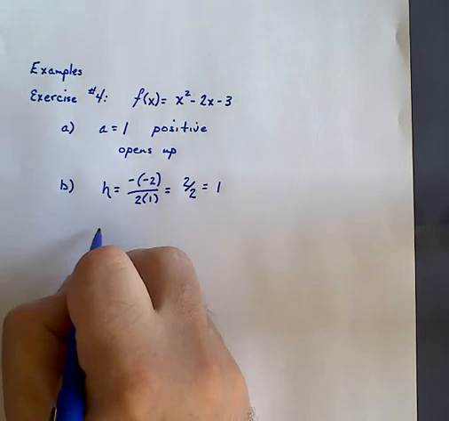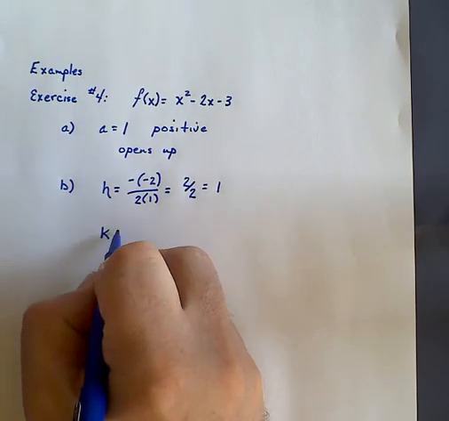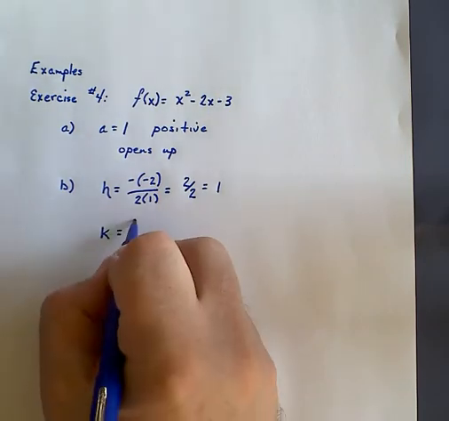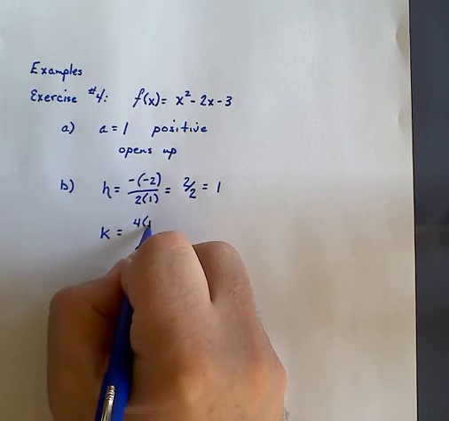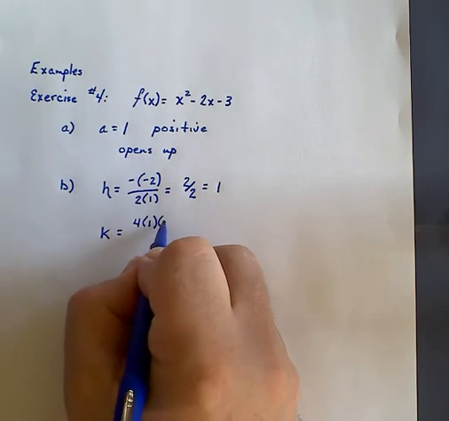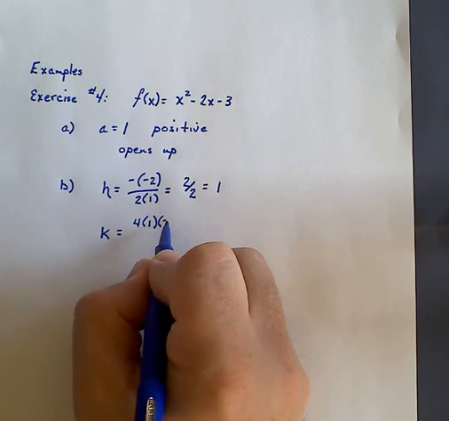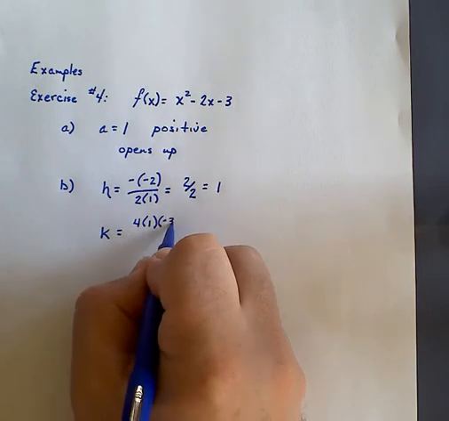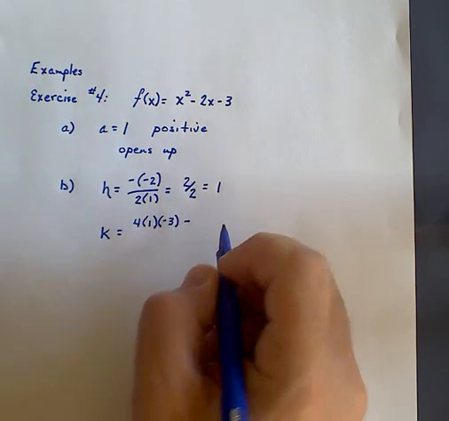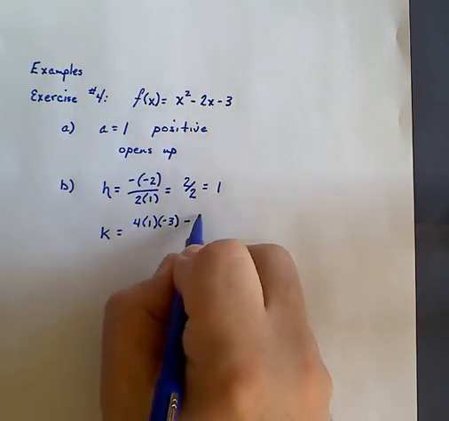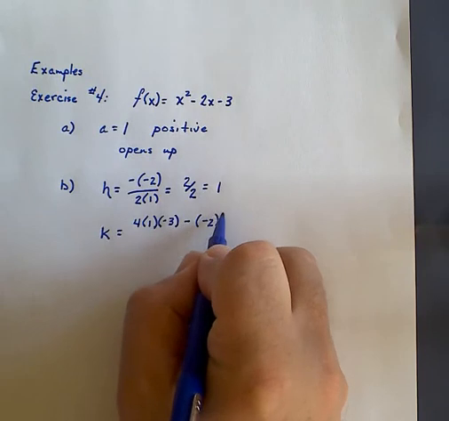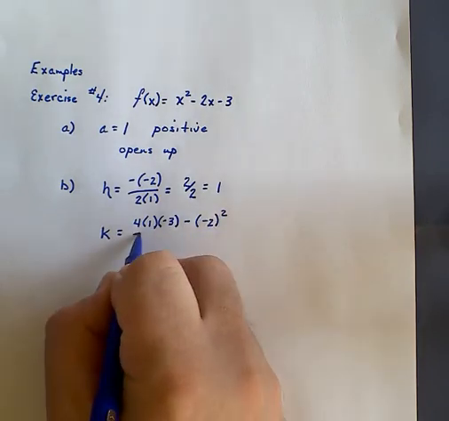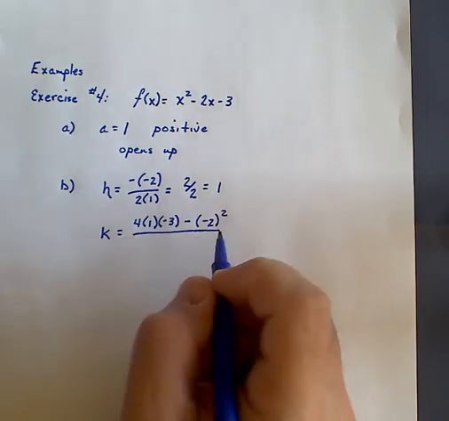k is 4 times 1, 4a, times c, negative 3, minus b squared, which would be negative 2 squared, all over 4a.